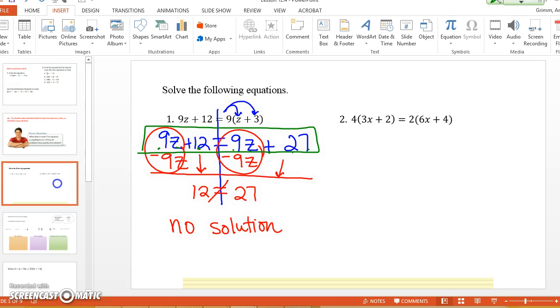Even if you put in 0, because if you put in 0, you're going to get 12 and 27, which is not the same. Please.